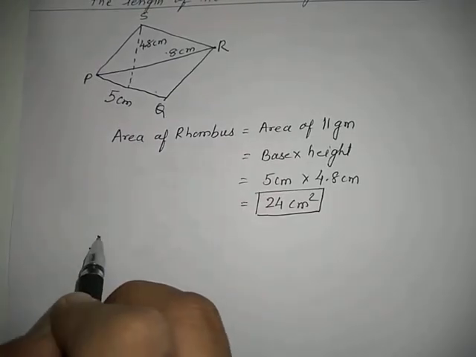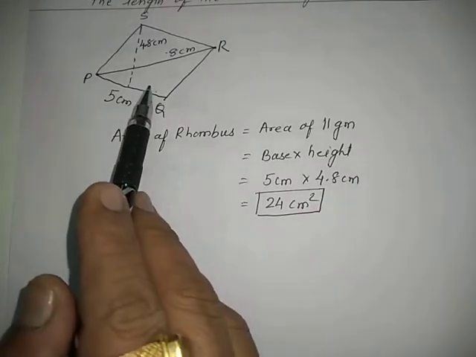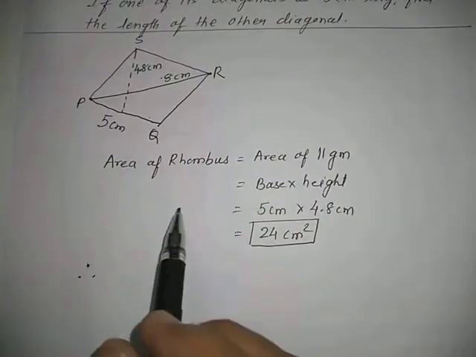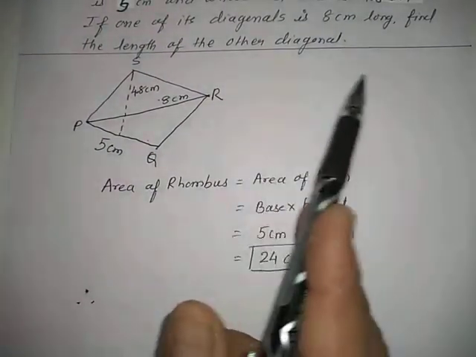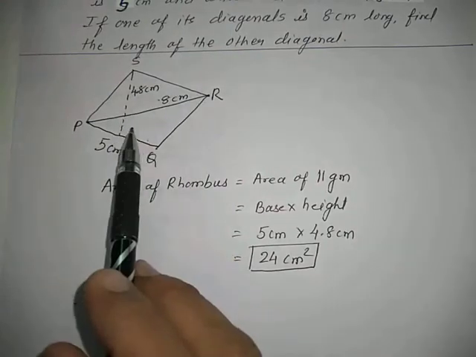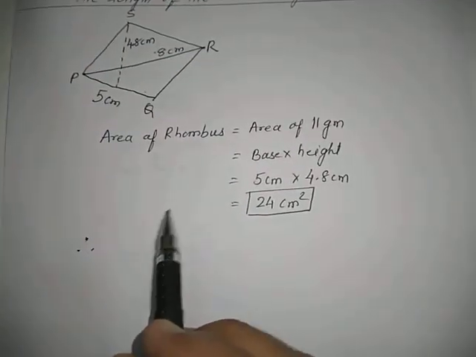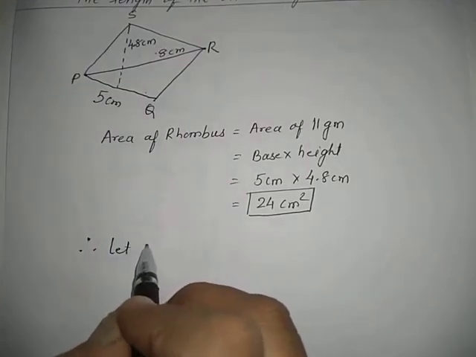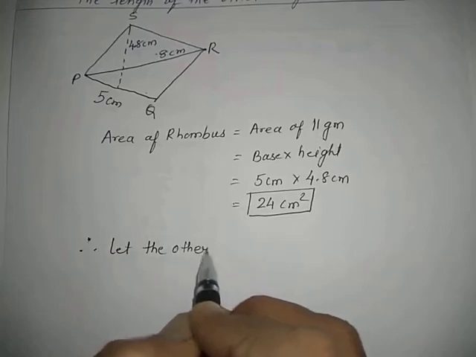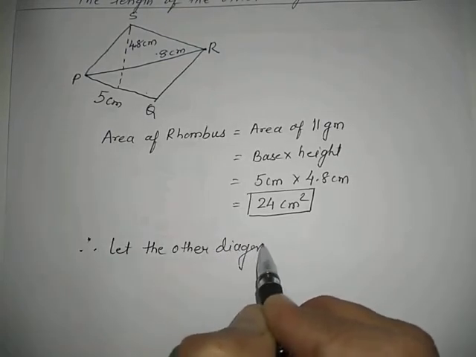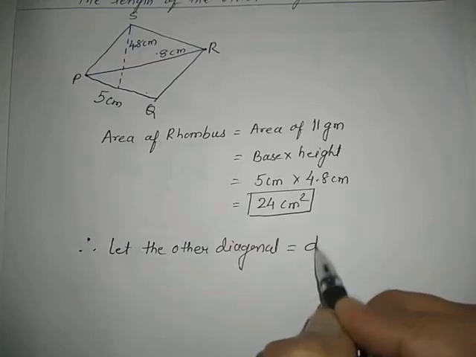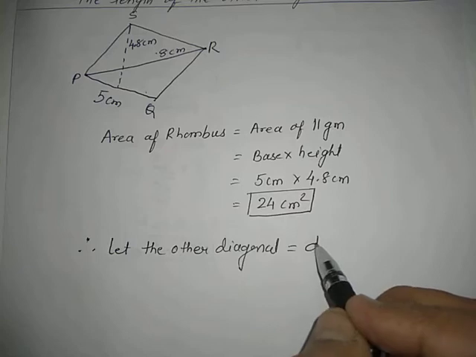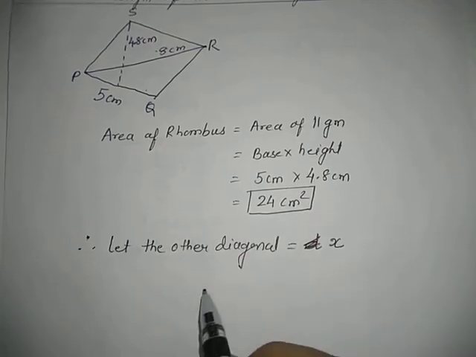Now let's find the other diagonal, because one diagonal is given, they are asking us to find the length of the other diagonal. We have found the area, because for finding the diagonal we require the area of this rhombus. Let's think that the other diagonal is equal to D. Okay, we can take x also. Okay, suppose let's take x as the other diagonal.